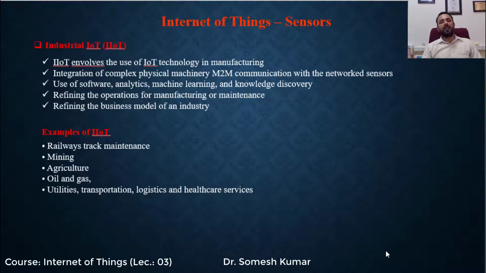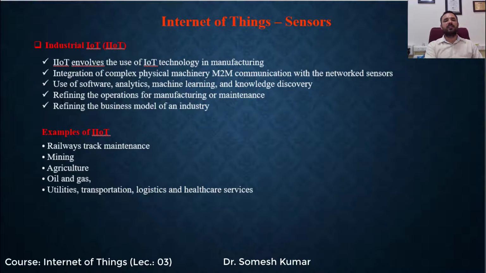Fine. So basically in the industrial IoT, a lot of complex physical machinery is integrated with sensors. For example, some sensors look at the rotation of some machines. Some sensors sense the fault in some particular machines. So basically the industrial IoT is the combination of mechanical things and sensors or the electrical things. Both these things are combined in the industrial IoT. Fine. So in this industrial IoT there is use of software analytics, machine learning, and knowledge discovery also.